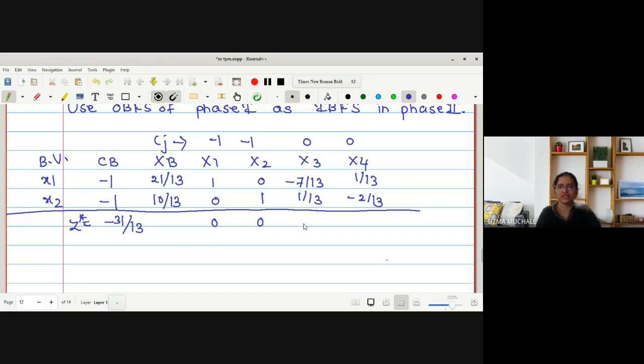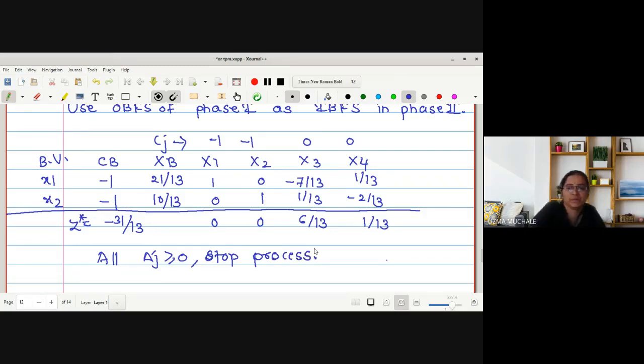What for x3 and x4? Minus 1 into 7 by 13 plus 7 by 13 minus 1 by 13. Therefore, this is 6 by 13. Then for x4, this is minus 1 by 13, minus 1 minus 2 plus 2 by 13. Therefore, this is 1 by 13. Therefore, all net evaluations are non-negative. All delta J's are 0. Stop the process. And whatever is the solution will be our final optimum basic feasible solution.